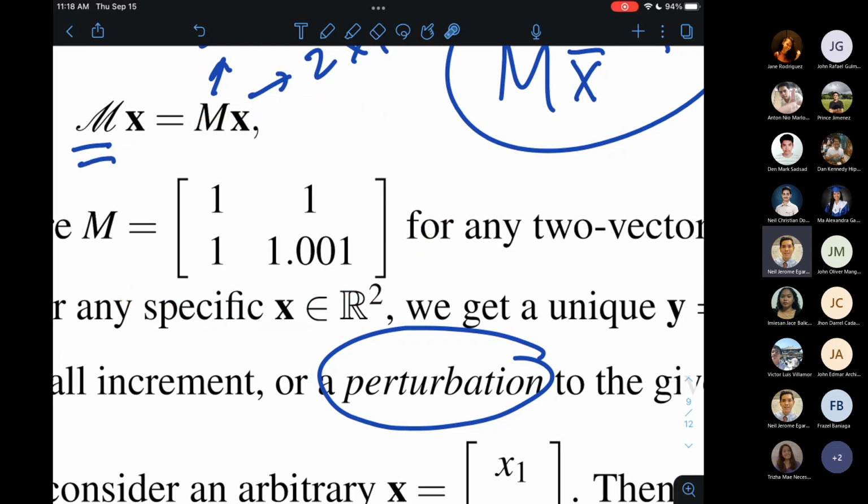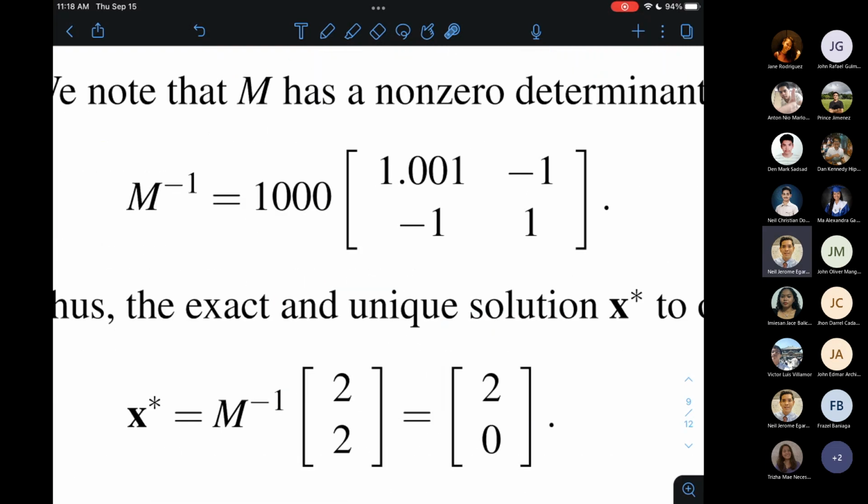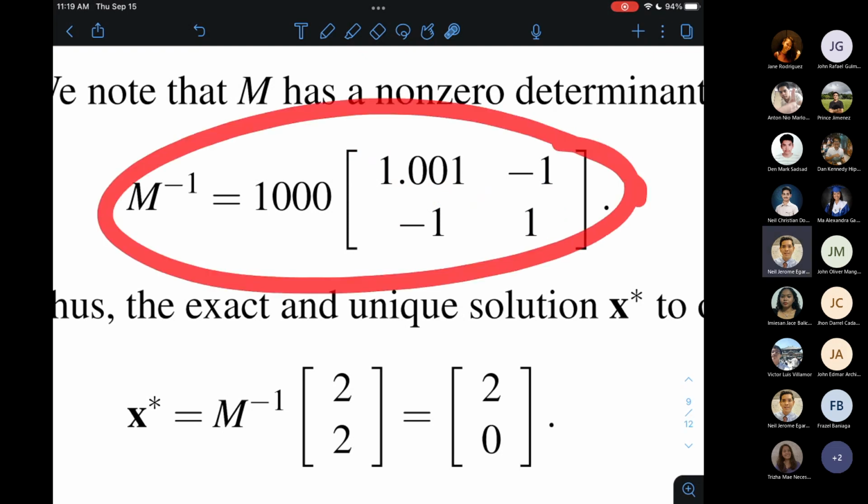Kapag 2 by 2 yung matrix, madali siyang kunan ng inverse. 1 over determinant times, pagpalitin ko itong dalawa na to, tapos kunin ko yung negation nung dalawa na to. So that means, inverse ni M ay 1 over the determinant. Ang determinant ay 0.001, 1 over that is 1,000, times, pinagpalit ko yung nasa diagonal kanina, tapos yung nasa anti-diagonal, nilagyan ko lang ng negative sign. So ito yung inverse ni M.